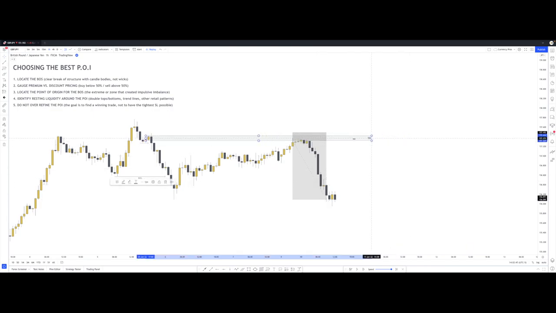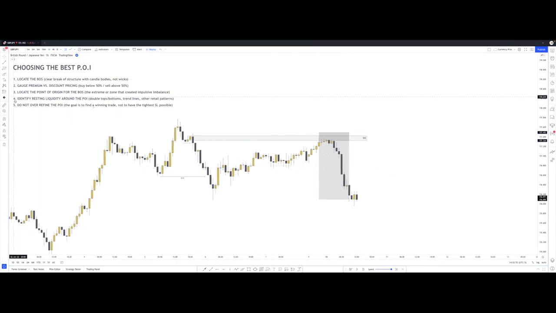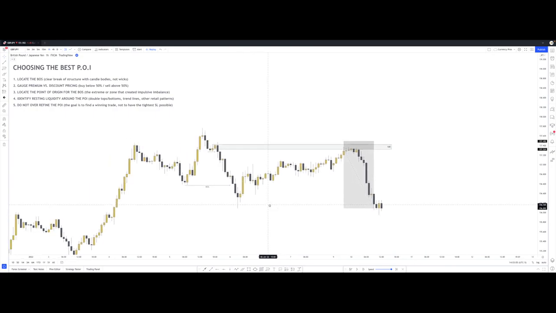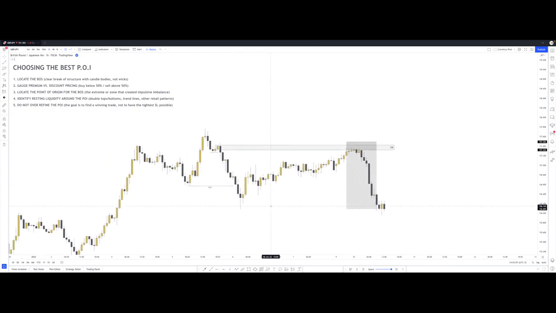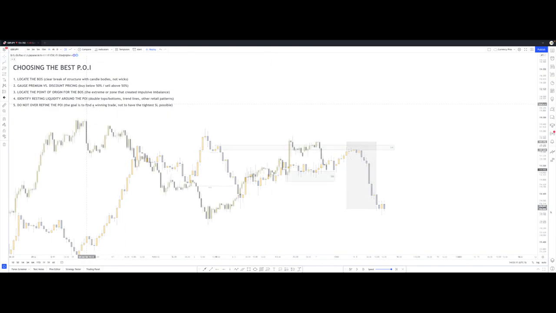So this was just another example of a risk entry where you can go through these 5 steps to locate the highest probability point of interest, and then to further validate that point of interest. Okay, so I hope you guys enjoyed this example. Now we're going to move on to a couple examples of confirmation entries using these exact same 5 steps.